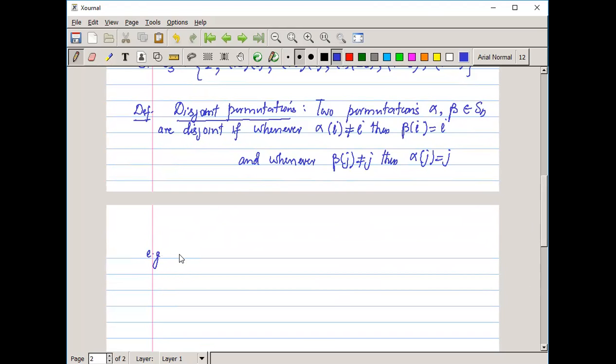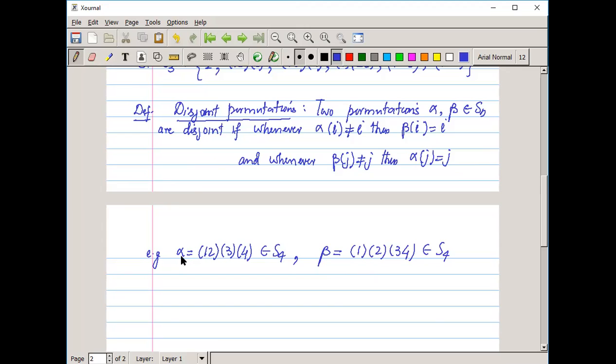For example, if we choose alpha equal to (1 2)(3)(4), belonging to S4. So here under this permutation, 1 goes to 2 and 2 goes to 1, 3 remains fixed and 4 remains fixed. So this is our choice alpha from S4. And similarly, we choose beta from S4 as fixed 1, fixed 2, then (3 4). So this is also an element of S4.